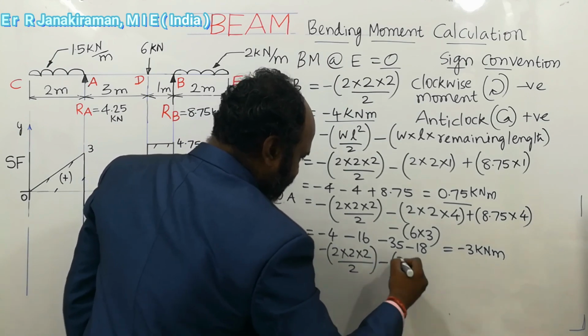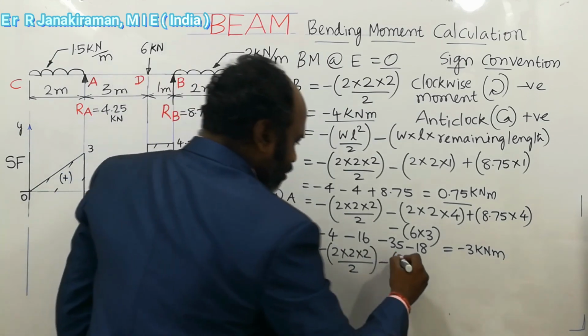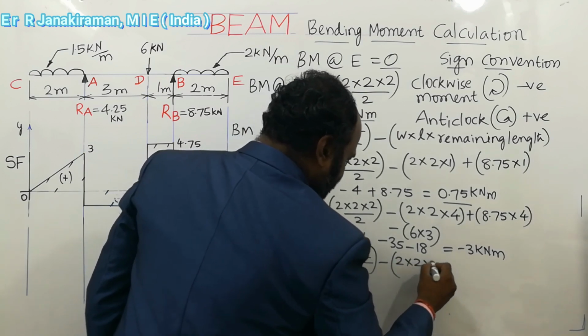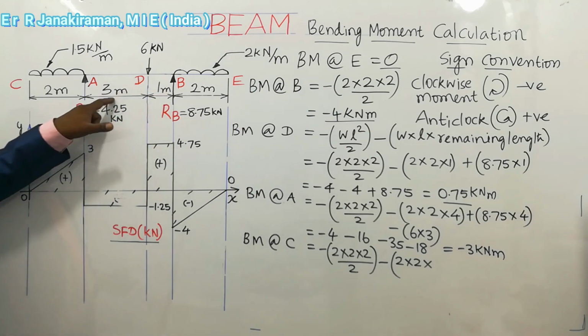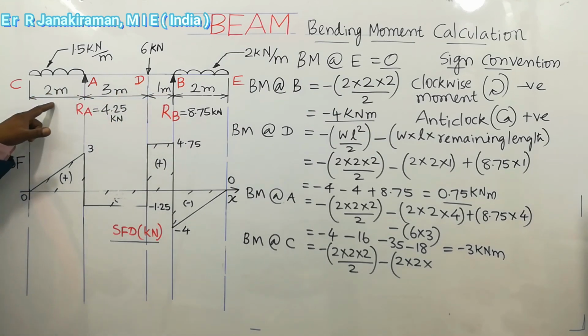Again minus, we are going to look at the indirect effect of UDL. 2 into remaining length. Remaining length is 1 plus 3 plus 2, that is 6. We look at the distance up to C. Remaining length, that is 6 meter.